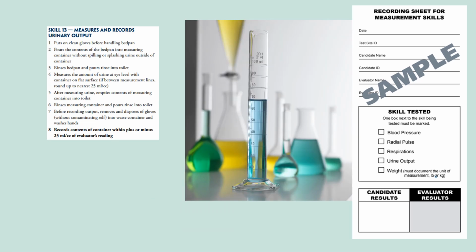Measures and records urinary output is set up as a station. This means the candidate does not need to gather the supplies. The evaluator will set the supplies up on a counter or table close to a sink. The fake urine will already be in the bedpan. The gloves, measuring container, commode or toilet, and paper towels will be in the same area.